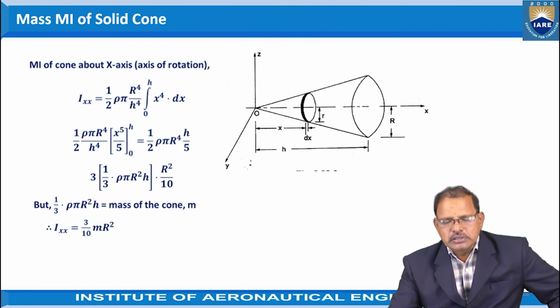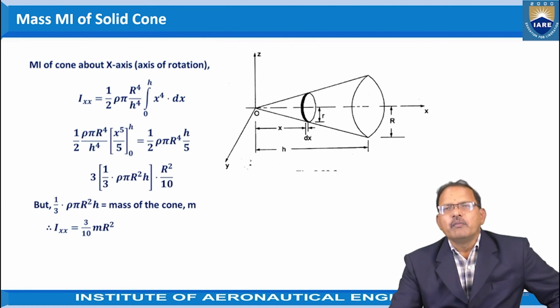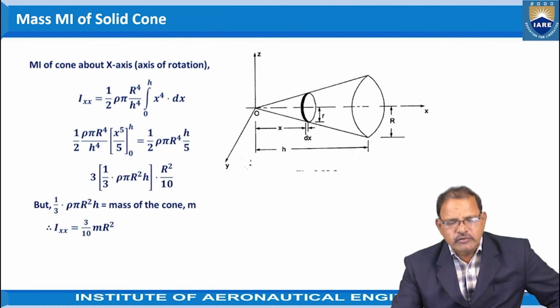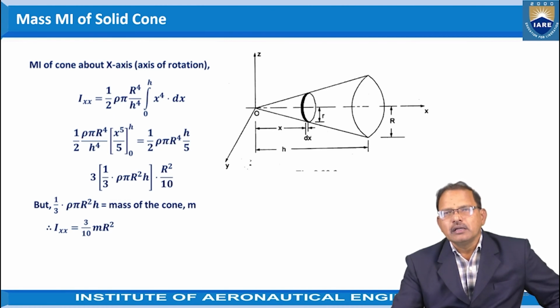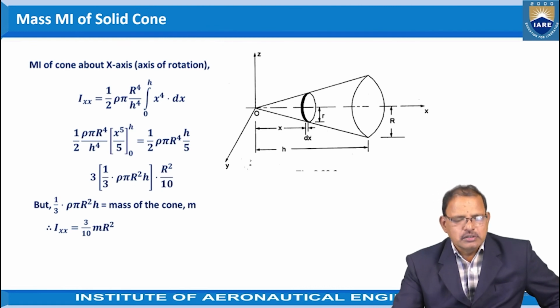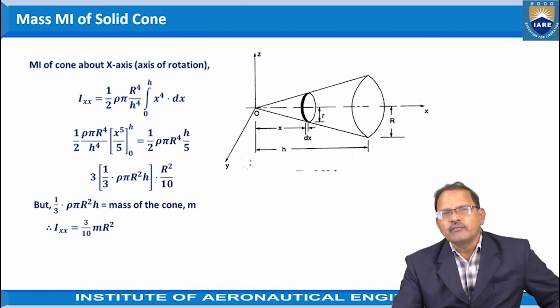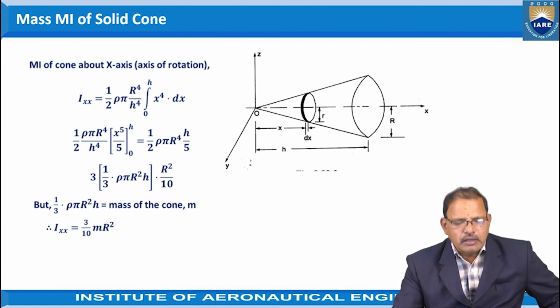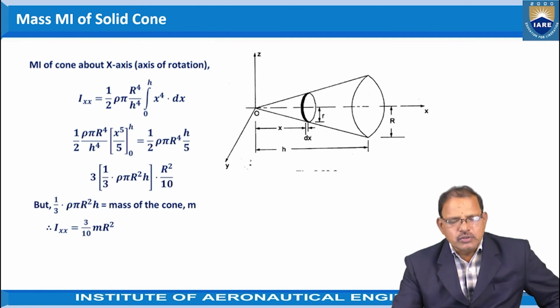The mass moment of inertia of the cone about the x-axis, that is the axis of rotation, is given by Ix, which is equal to 1 by 2 rho pi r to the power of 4 divided by h to the power of 4. These are the constant values. Now integration from 0 to h, x to the power of 4 dx. So again the constant values 1 by 2 rho pi r to the power of 4 divided by h to the power of 4. The integration of x to the power of 4 dx is equal to x to the power of 5 divided by 5, having the limits 0 to h.